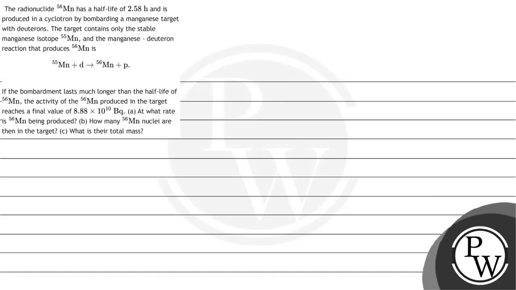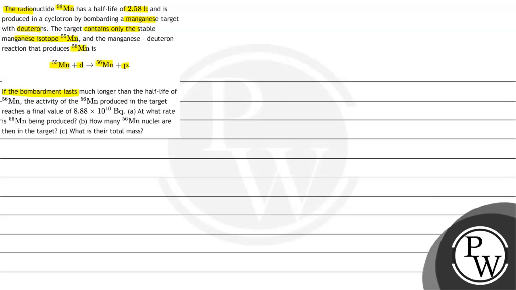So the question says the radionuclide 56 Mn has a half-life of 2.58 hours and it is produced in a cyclotron by bombarding a manganese target with deuterons. The targets contain only the stable manganese isotope 55 Mn and the manganese deuteron reaction that produces 56 Mn is 55 Mn plus deuteron gives 56 Mn plus proton.